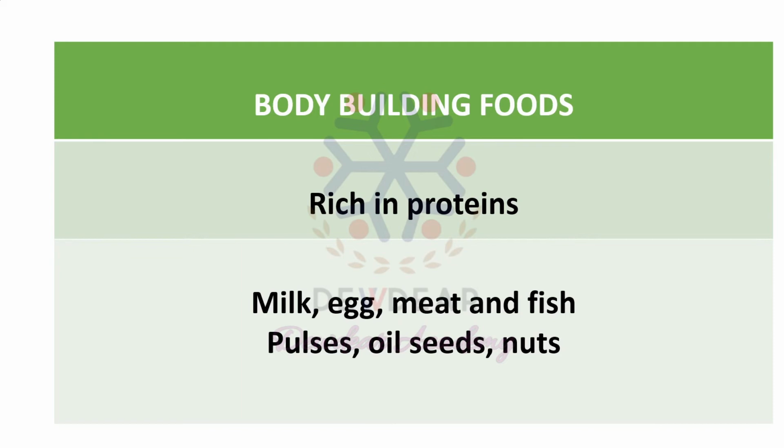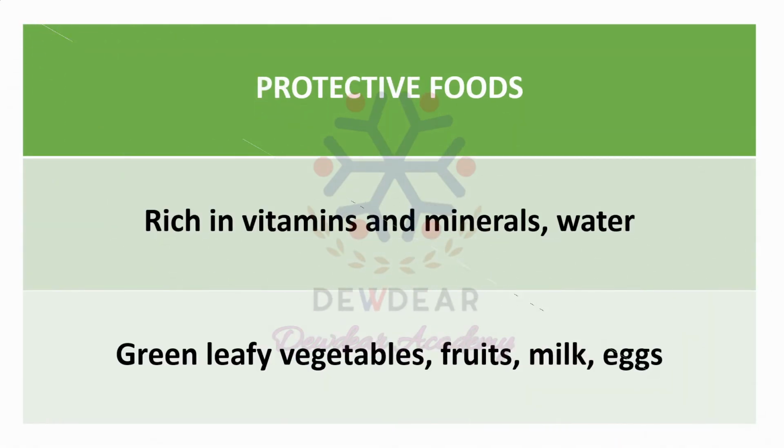Then what is the next classification? That is the protective foods. Protective foods are the foods that are mainly rich in vitamins, minerals, and it also include water. So these protective foods have the regulatory functions in the body, like maintaining the heartbeat, then water balance, temperature balance. So these are all functions of these protective foods.